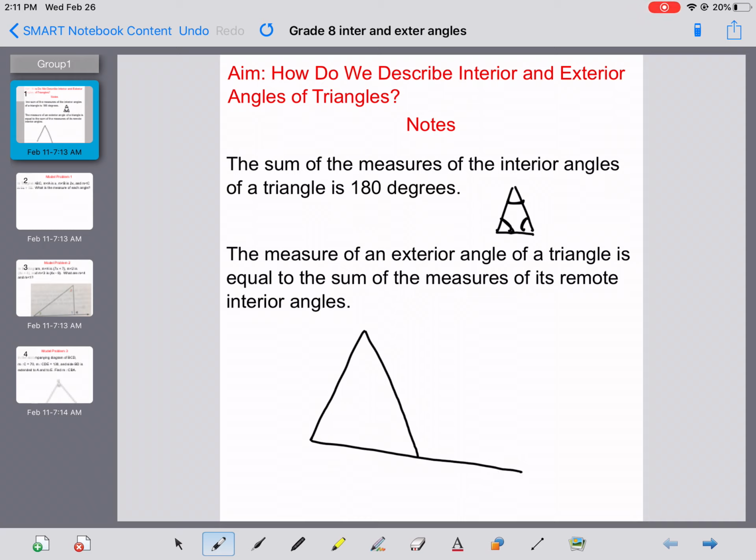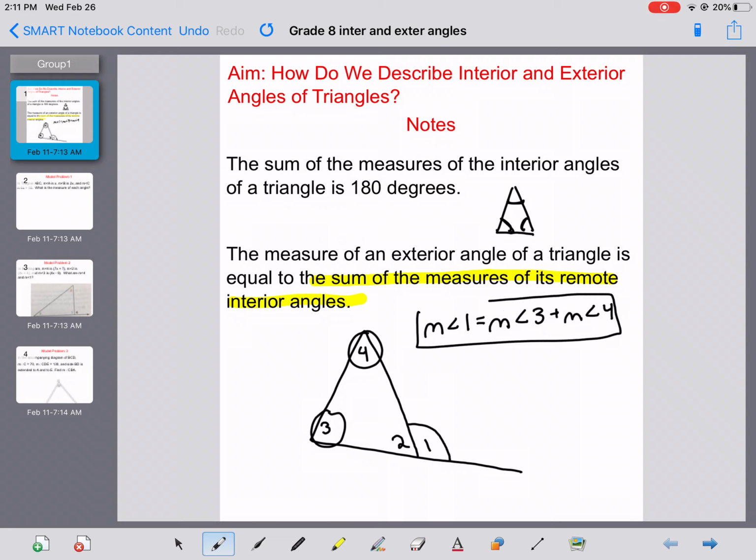So if I have this triangle here, I have this angle 1 that is outside the triangle. We'll call this angle 2, 3, and 4. The measure of angle 1 is equal to the sum of the measures of its remote interior angles, meaning the interior angles that it does not touch. In this case, that would be angle 3 and angle 4. So the measure of angle 1 is equal to the measure of angle 3 plus the measure of angle 4.